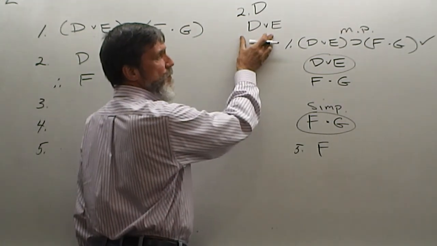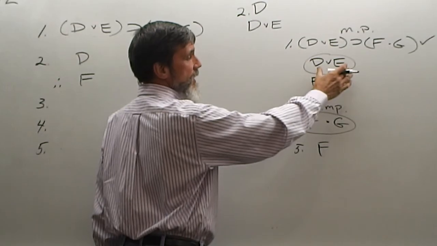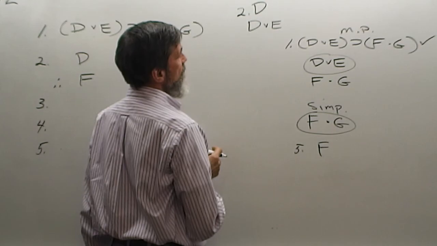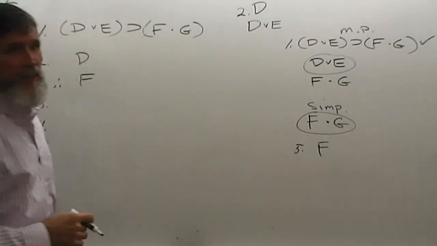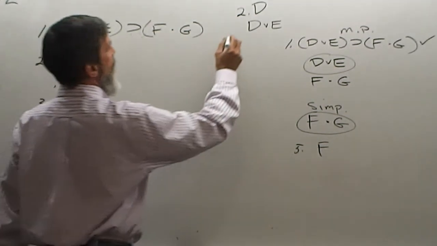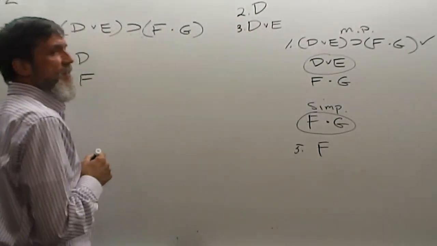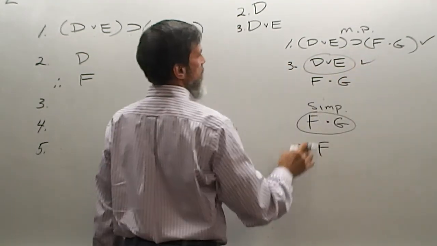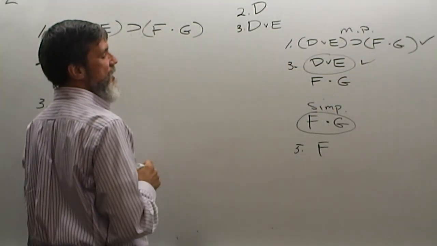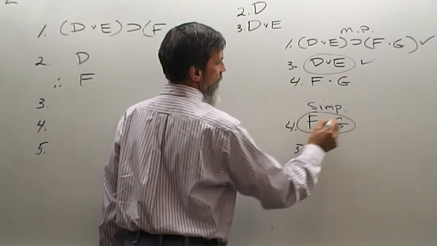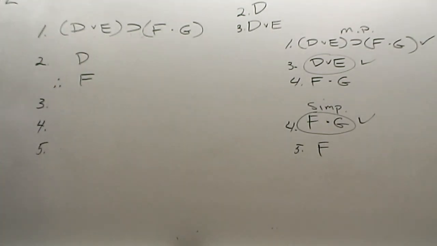This has to happen first because we need it for modus ponens. And we need modus ponens for this, right? So what line do you think D wedge E is going to be in our proof? 3, 4, or 5? 3. It's the first thing that has to be done, right? And what line do you think F dot G is going to be? It'll be waiting for us when we get back to the future.